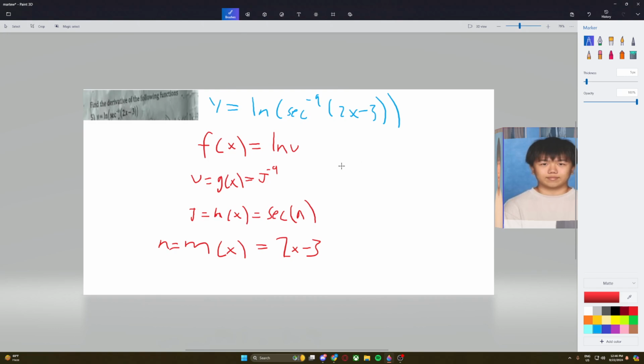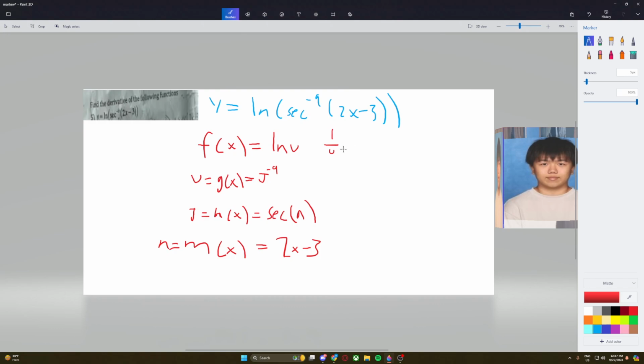It's a lot of chain rule. Okay, let's start with ln u. The derivative of ln x equals 1 over x. So, therefore, the derivative of ln u equals 1 over u.